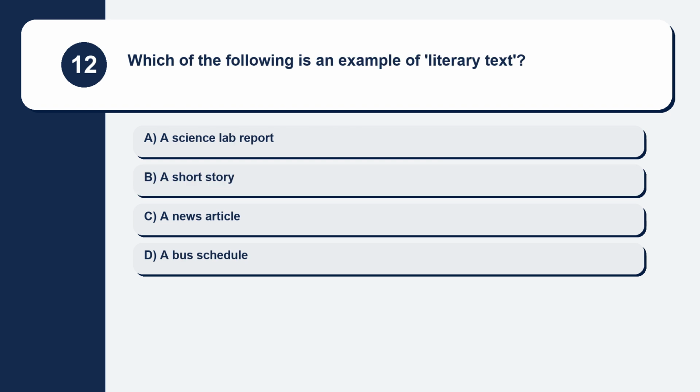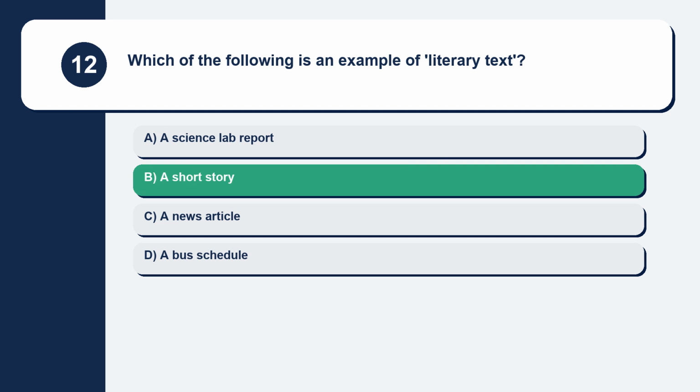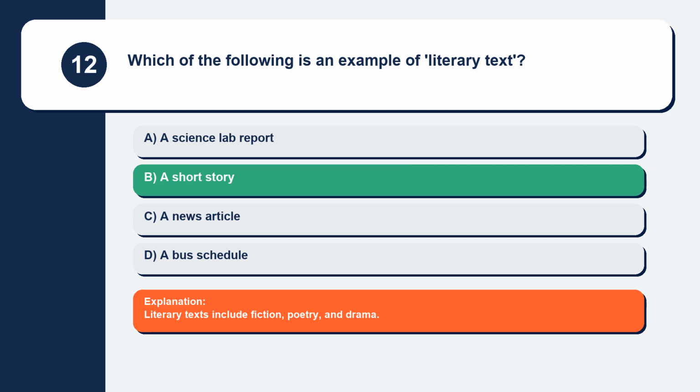Question 12. Which of the following is an example of literary text? A science lab report. A short story. A news article. A bus schedule. Literary texts include fiction, poetry, and drama.